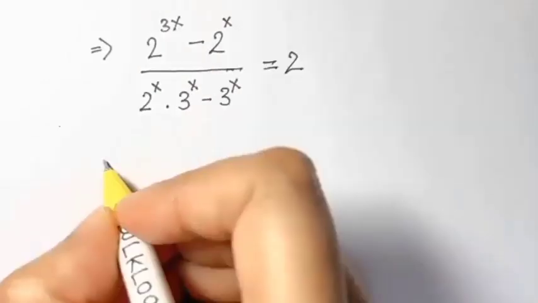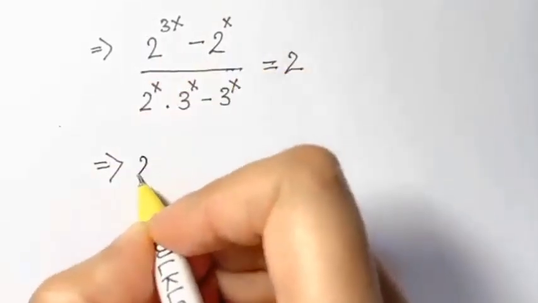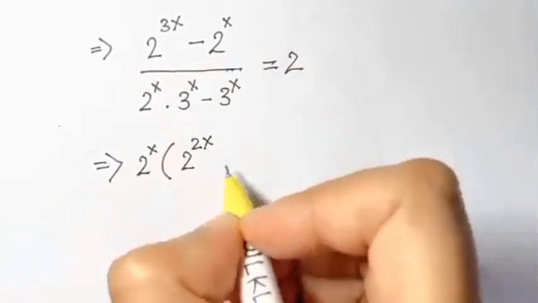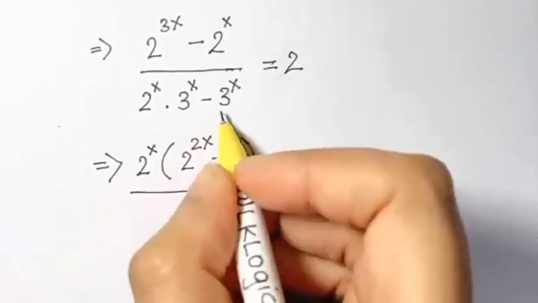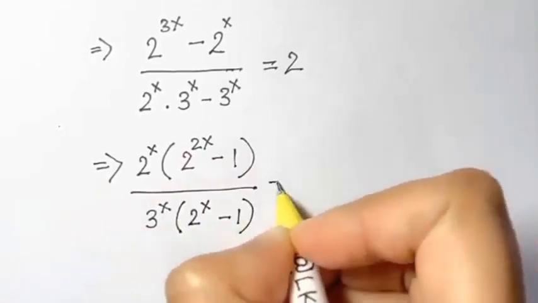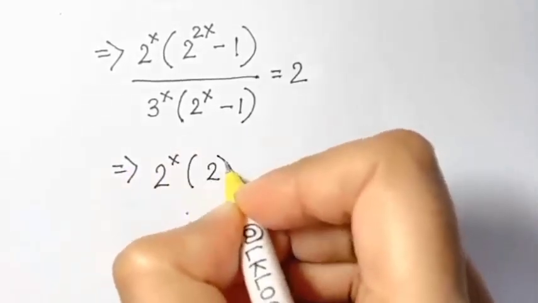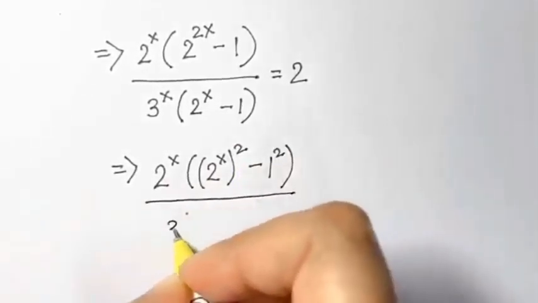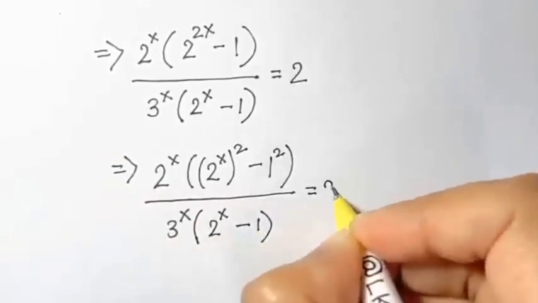Now we take 2^x common from the numerator, so we are left with 2^x times (2^(2x) − 1) over, here we are going to take 3^x outside, so we are left with (2^x − 1), equals 2. Now we write it as 2^x times ((2^x)^2 − 1^2) over 3^x times (2^x − 1) equals 2.